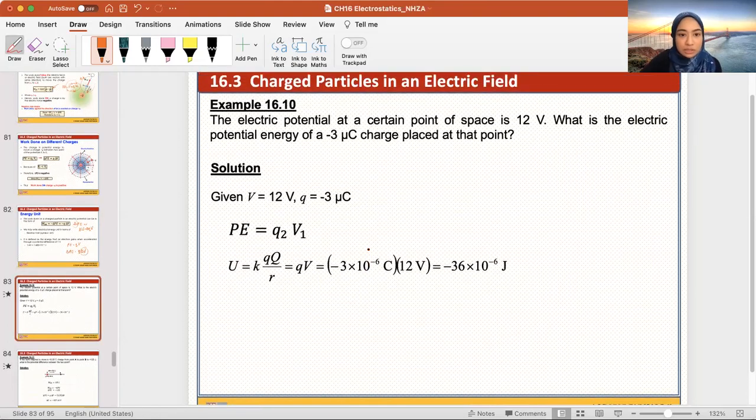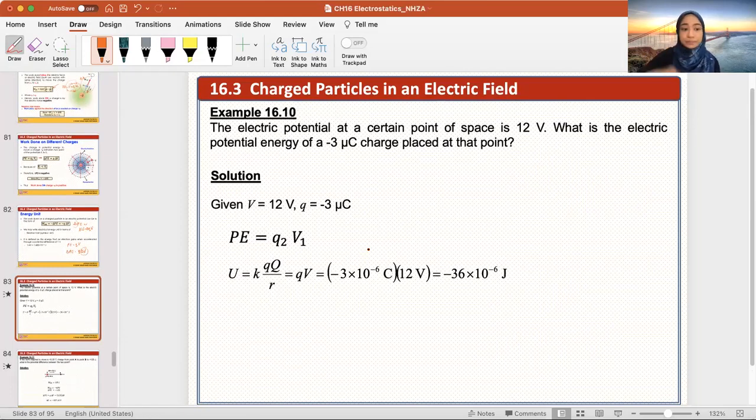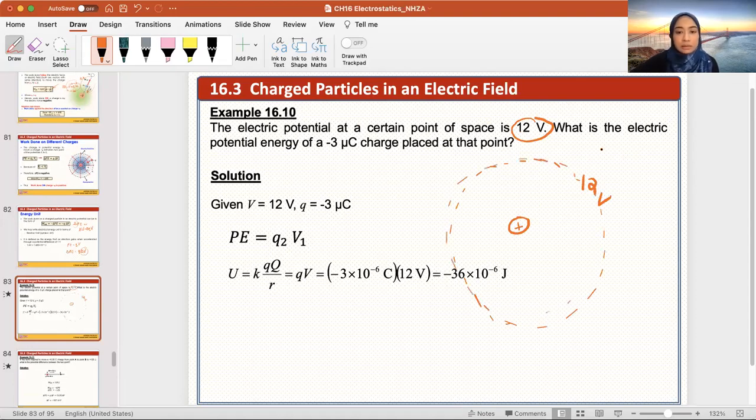So electric potential. Okay, so we have an example. Let's just look at the solution straight away because we are out of time. The electric potential at a certain point of space is 12 volt. So remember, if we have potential, it means that we have a source charge somewhere. This is a positive potential, which means that my source charge should be positive. So at some point in space, it's 12 volt. So along this equipotential line, it's 12 volt.